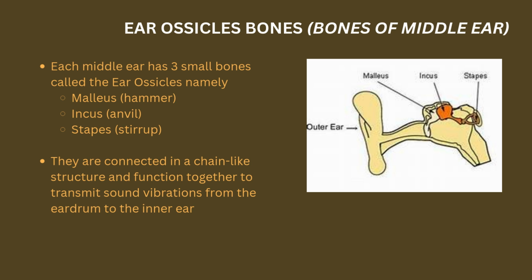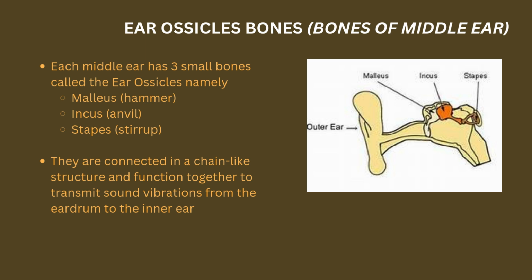The stapes transmits sound vibrations to the fluid-filled cochlea in the inner ear, where the sound is converted into nerve signals. Now, these three bones are connected in a chain-like structure, and they function together to efficiently transmit sound vibrations from the eardrum to the inner ear.